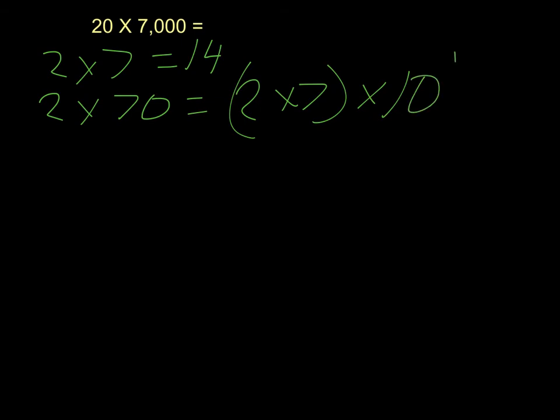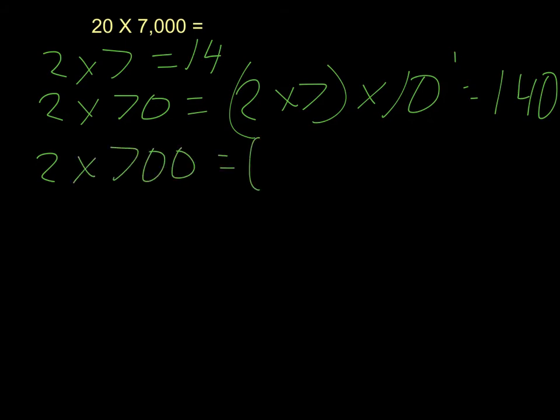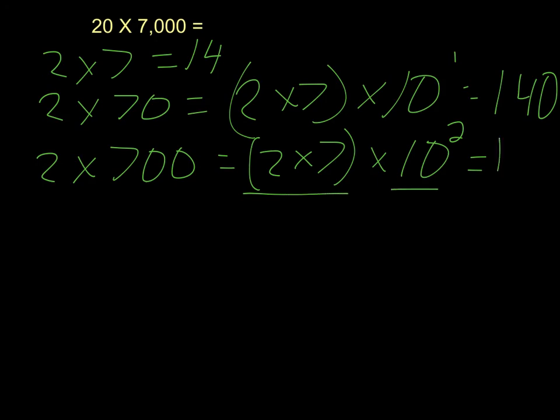And that is equal to 140. Next, we're going to multiply 2 times 700. So we'll continue our pattern, 2 times 7 in parentheses, times 10 to the second power, which is 100, and 14 times 100 is 1400.